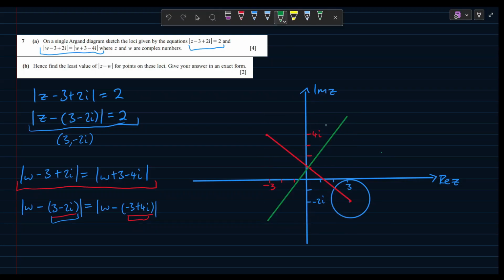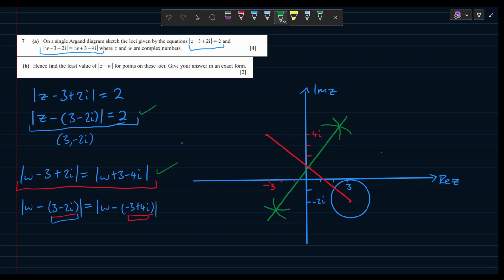Alright, and you should of course have your construction arcs, okay, but make sure you get these construction arcs from using a compass. So the blue circle, the circumference of the blue circle satisfies this first equation, and then the green perpendicular bisector satisfies the second equation. Alright, let's move on to part B.